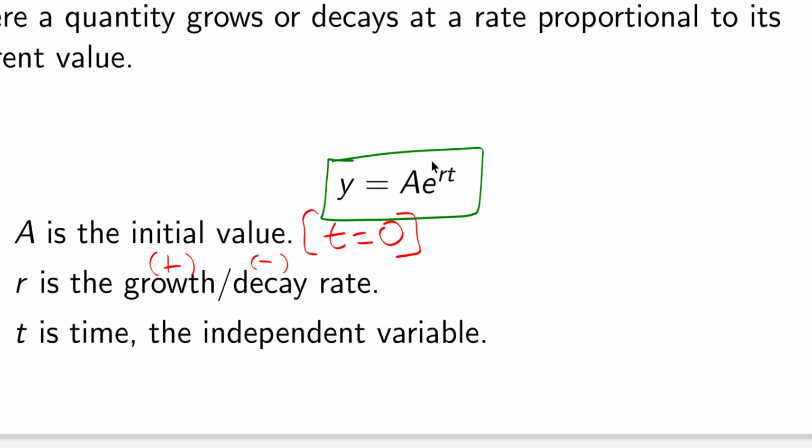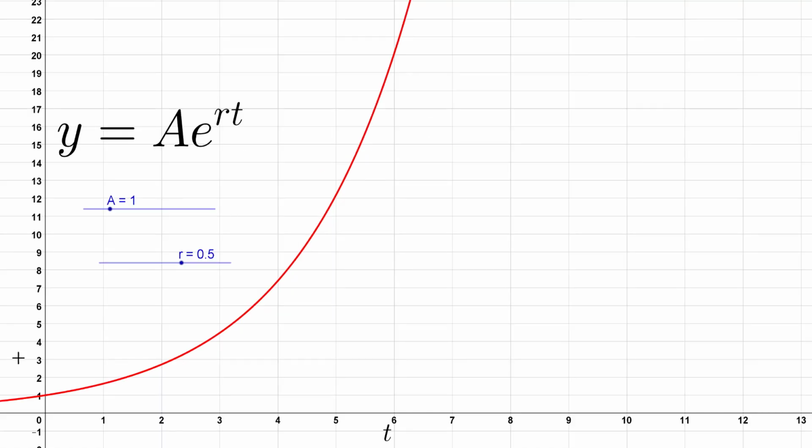So how can such a simple function model so many different real-world situations? Well, let's examine that. So here we have a graph of the basic exponential model, y equals ae to the rt. Now in this particular graph right now, a, our initial value, is set at 1, and r, the growth rate, is set at 0.5 or 50%.